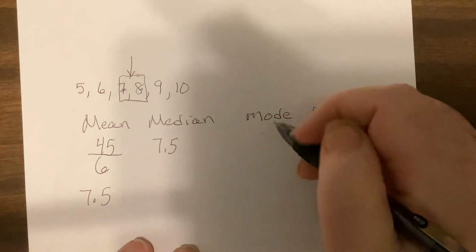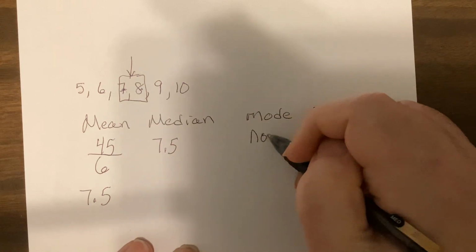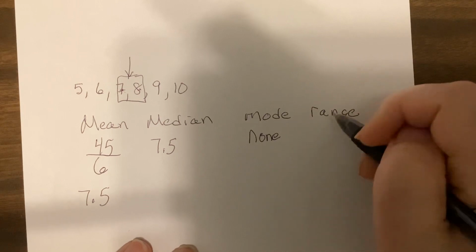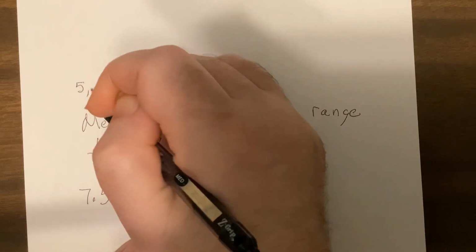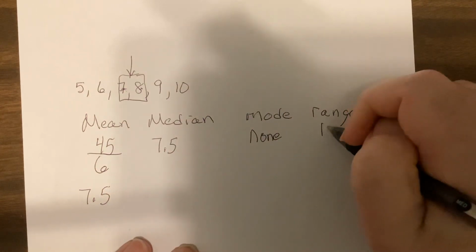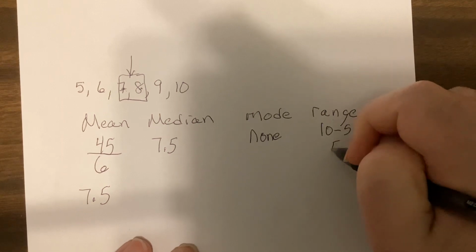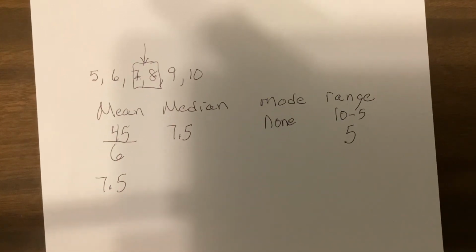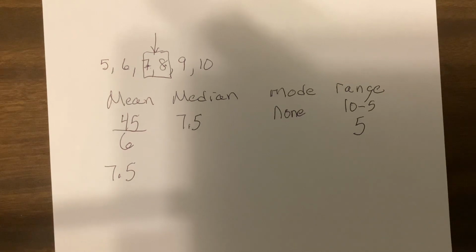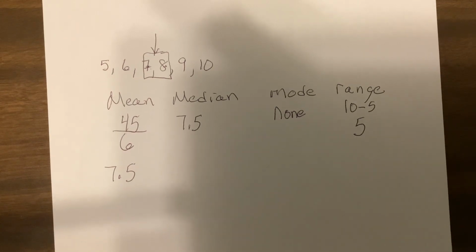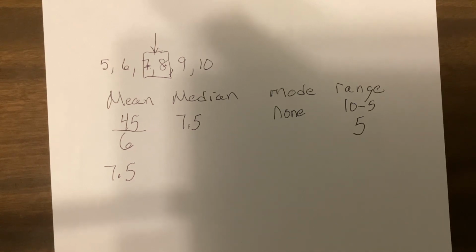There isn't one that occurs the most, so I would say none. And the range is just the largest minus the smallest. So 10 minus 5, or 5. Now, if I remember correctly, most people got these right, so I wasn't going to spend a lot of time on this. But that's what it is.